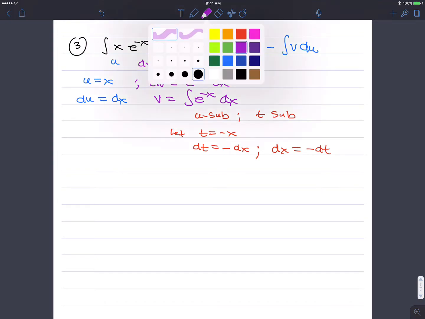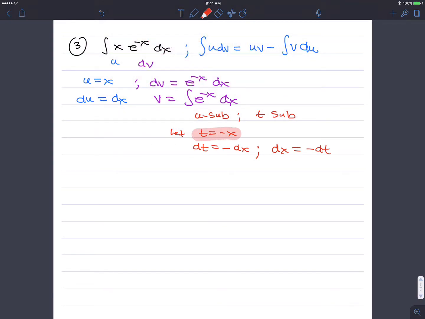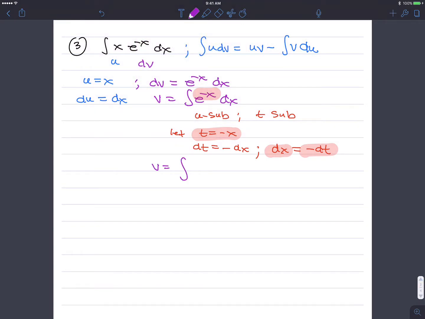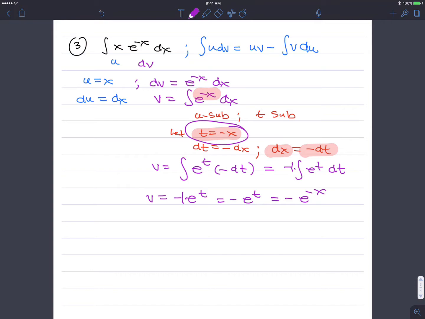The value of t here is negative x. We're going to replace this here for negative x. We know that dx here is minus dt. So at least our v becomes the integral of e to the t now, not minus x, and dx is replaced with minus dt, which gives us negative integral e^t dt. So that v will become minus e to the t, because I can integrate now e to the t. The negative sign here is a constant. So you get minus e to the t. Don't forget, t is really negative x, so this would be minus e to the minus x.